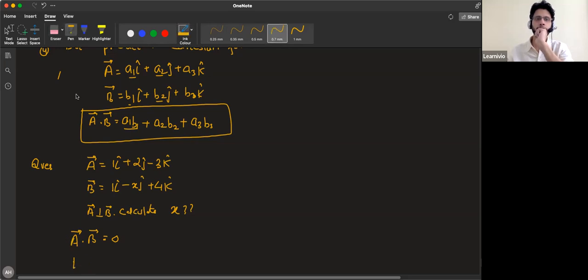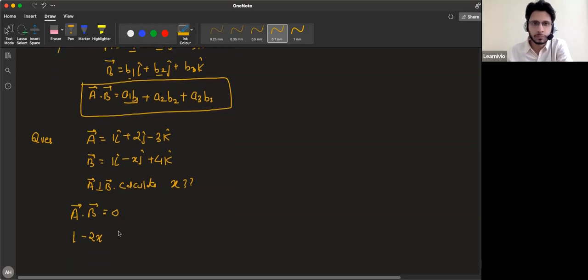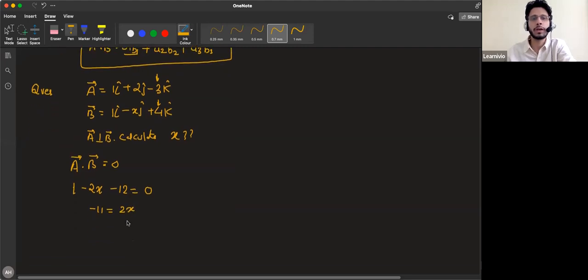Second term? Minus 2x. See, the coefficient of j cap is negative, so keep this with the negative sign. Minus 2x. What will be the third term? The coefficient is minus 3 here, 4 here. What will be the third term, Hiba? Minus 12. And that should be equal to 0. So it's easy. 1 minus 12 is minus 11. If you take minus 2x to the right hand side, this will be 2x. So your x will be minus 11 by 2.